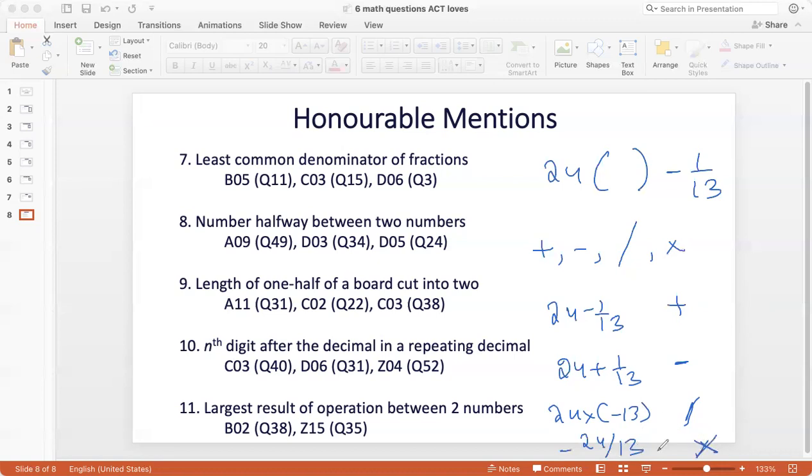So obviously, as you compare the answers, these two will be cancelled because they are negative. And between these two, the greater answer will be this one. So using the negative in this case gives you the biggest result. So this was a quick analysis of the question types that are repeated. This was, as I said, a basic question type analysis.